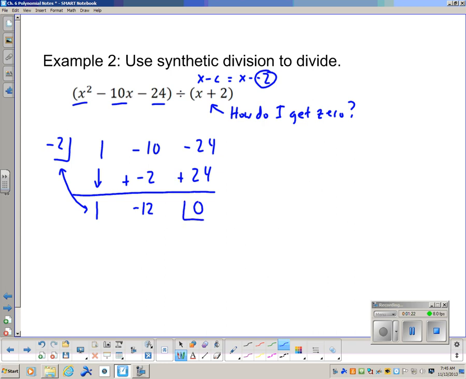How do I write our answer? Well, we're going to have to drop down a power. So it's x squared, and when you divide that by x, you get x to the first. So this becomes 1x, or just x, and then minus 12. And there isn't a remainder, so we're good. It's just x minus 12.